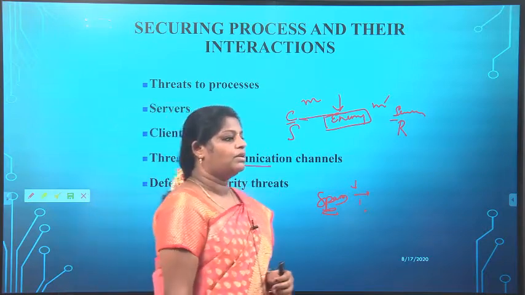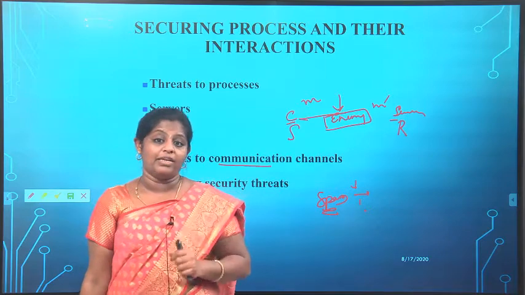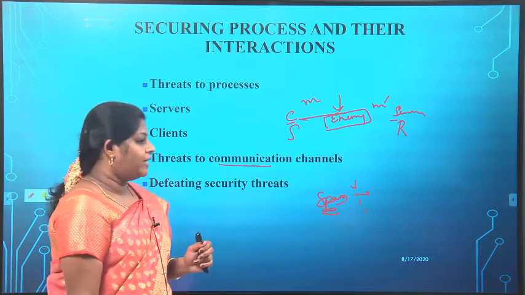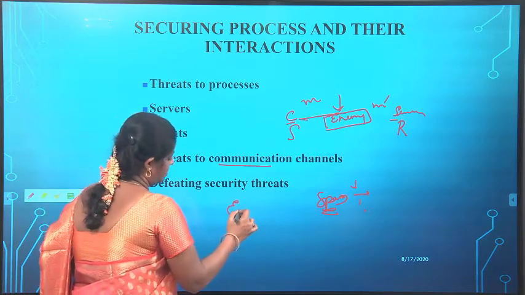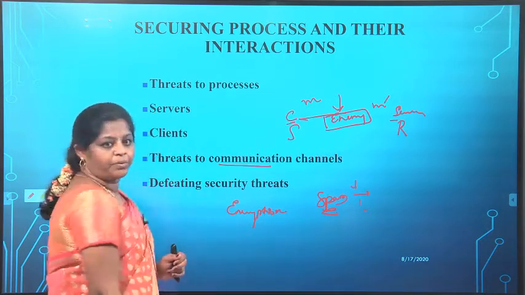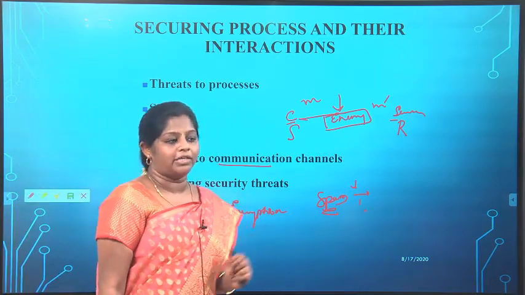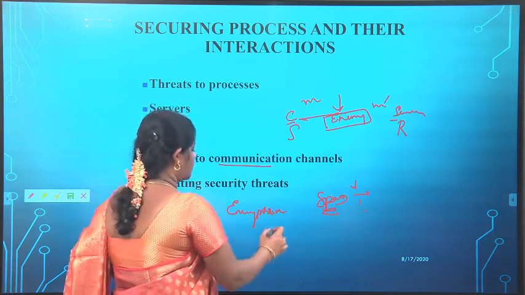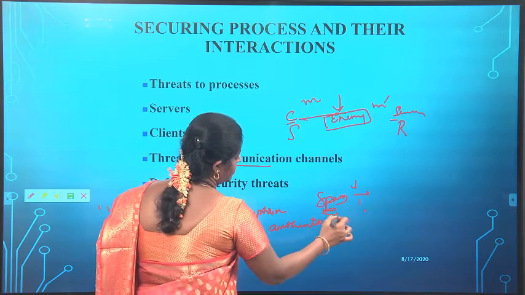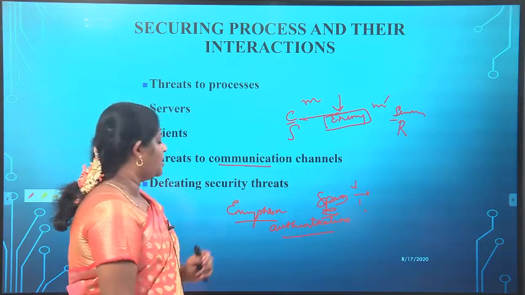Then next one is defeating the security threats. Now you can ask how we can defeat the security threats. We are saying that these are all the threats that can happen. Fine, then how to defeat them? With the help of encryption. This was also explained in the previous video: what is encryption, what is decryption, and what algorithms are used in information security. So with the help of encryption and authentication, we can defeat the security threats.